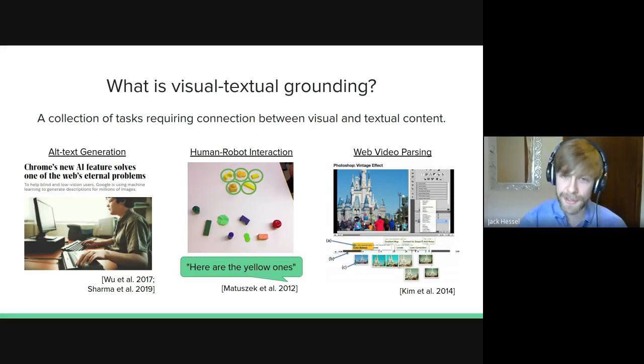And finally, there are some really compelling use cases within web video parsing. I don't have time to get into the details of Kim et al.'s work, but essentially what they showed is that if a user is watching an instructional video, if a sort of annotated timeline of that instructional video is presented alongside it, user experiences are greatly improved. And to deploy a tool like this at scale, we need automated tools that can process visual content within these videos.